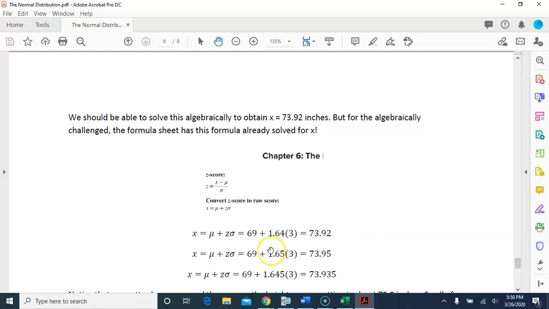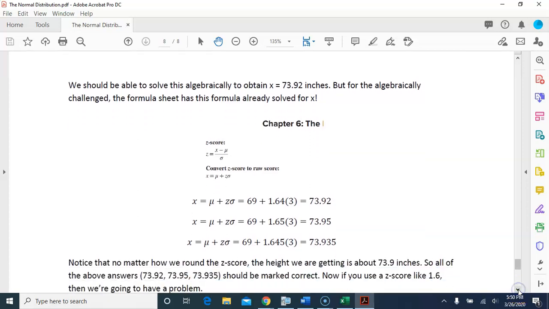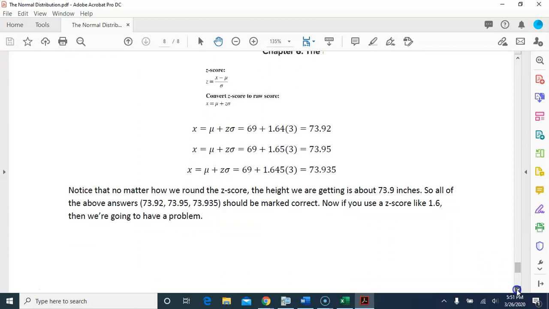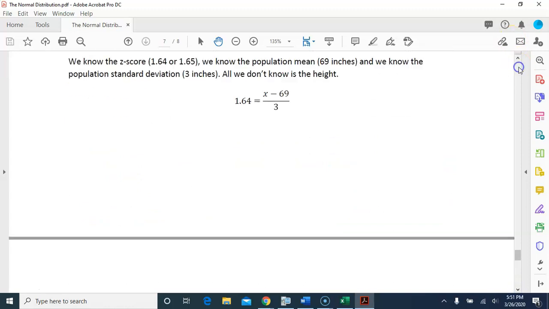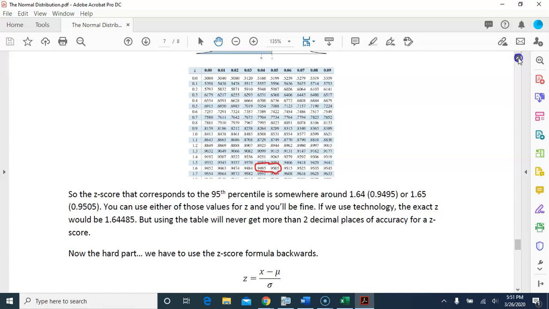If we use a z-score of 1.65, then we get a height of 73.95 inches. If we use a z-score of 1.645, then we get a height of 73.935 inches. So either way, we're getting about 73.9 inches, so any of those answers should be marked correct. If you do something cuckoo like use 1.6 as your z-score, then we're going to have a bit of a problem. Let me go back and show you how to do some of these earlier problems with the calculator again.